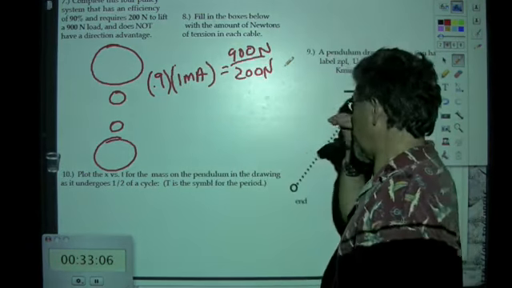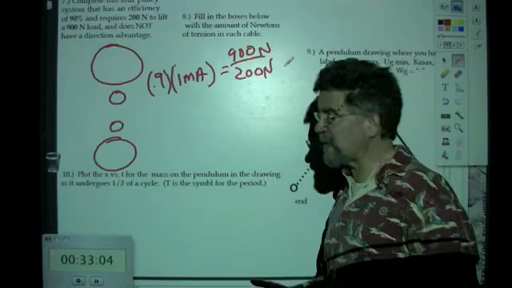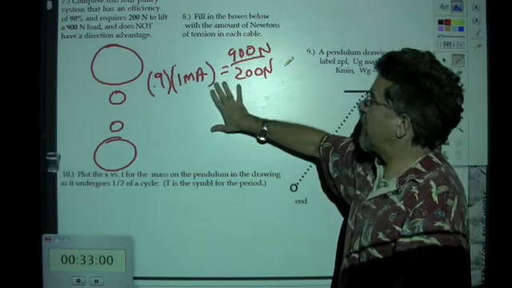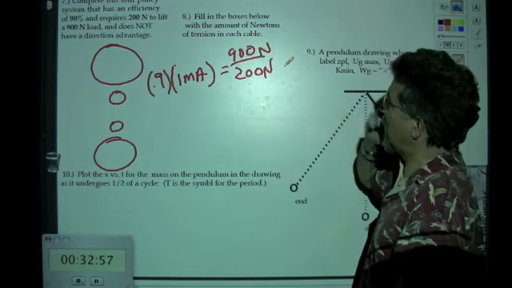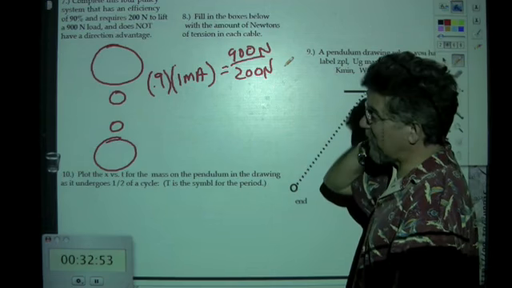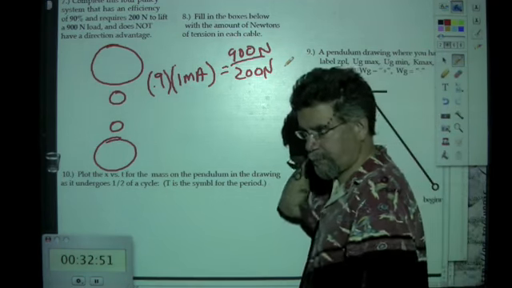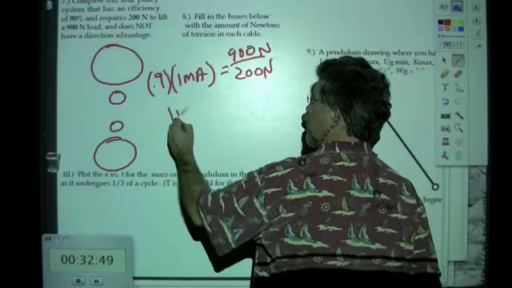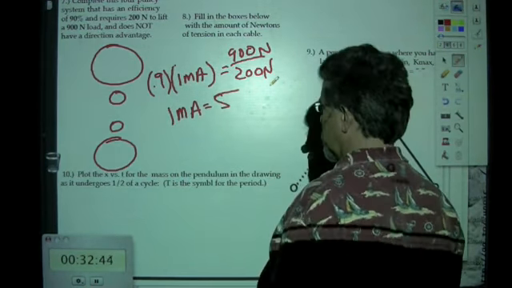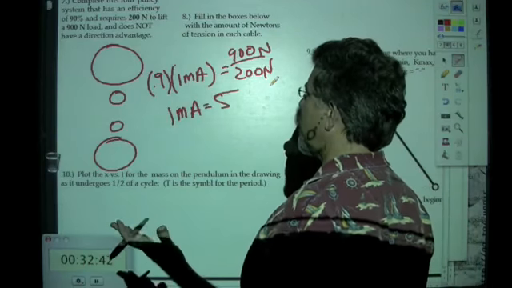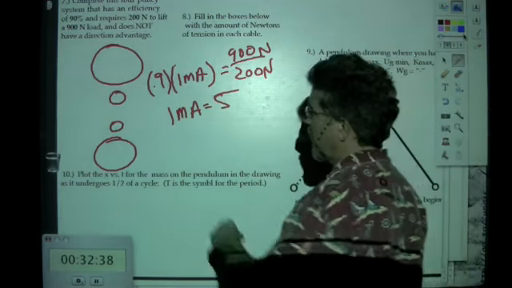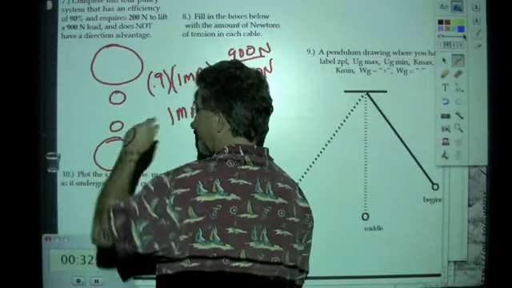All right. So that's 4.5, right? Yeah, 4.5, and then 4.5 divided by 0.9 makes it 5. So my IMA equals 5, I believe. So I need 5 load-bearing ropes. So I got to find a way to manipulate these ropes so I get 5.